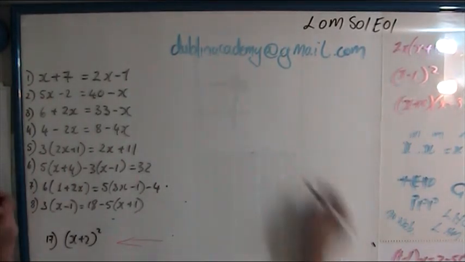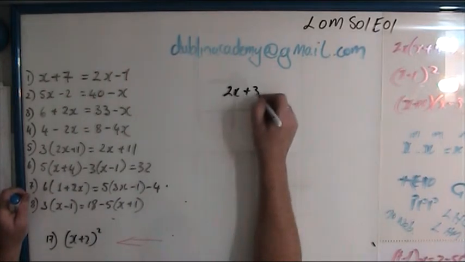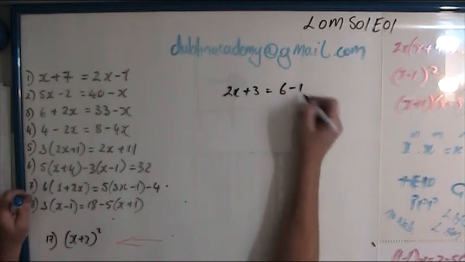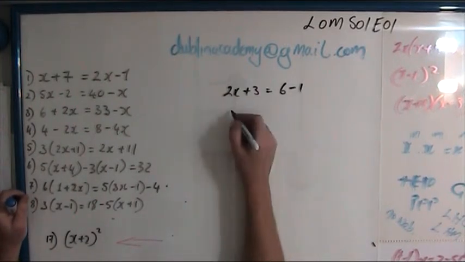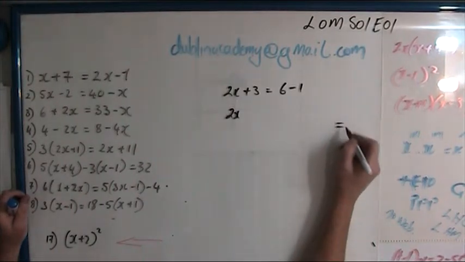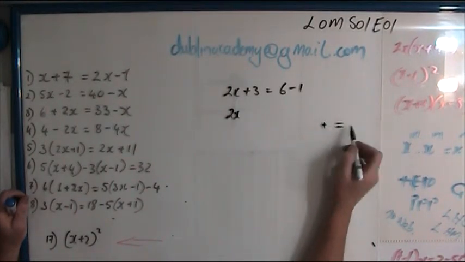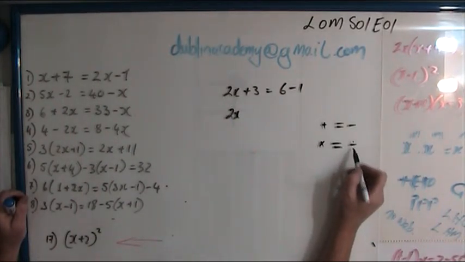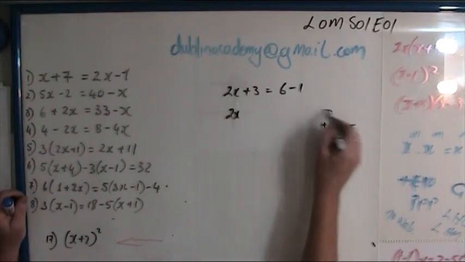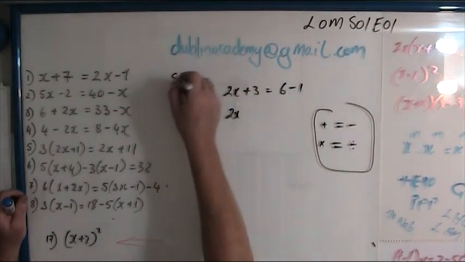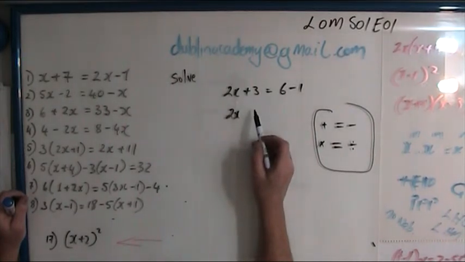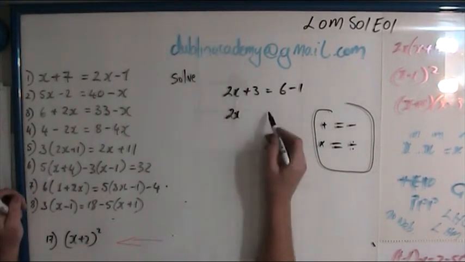Now we're going to get to the equal sign. So if I've got 2x plus 3 is equal to 6 minus 1. Okay, now I have to solve this. So when I bring everything over to the equal sign, if I bring a plus over, it becomes a minus. If I bring division over it becomes multiplication, and multiplication becomes division. Now what am I going to do with this equation when somebody says solve this equation? I have to move the numbers in such a way that I'm going to get x on the left hand side of the equal sign.